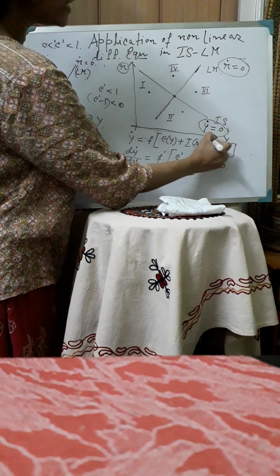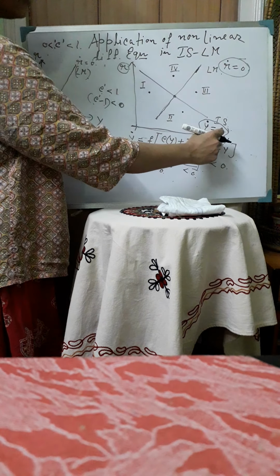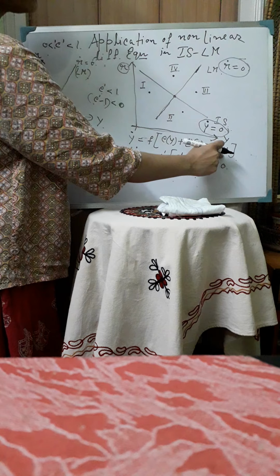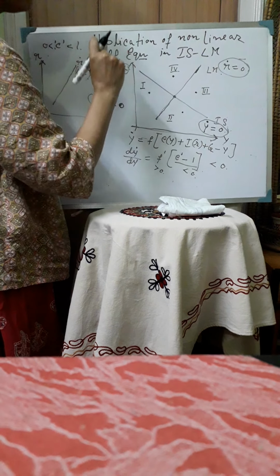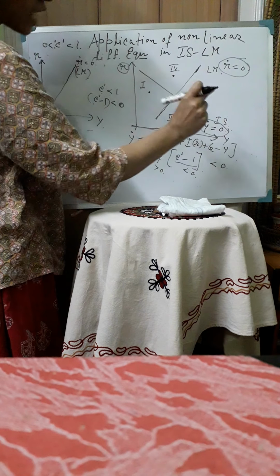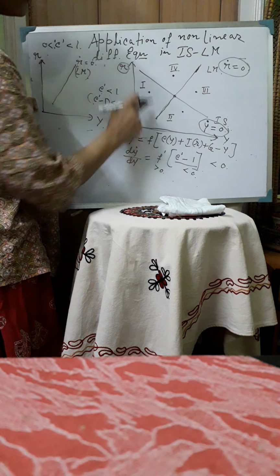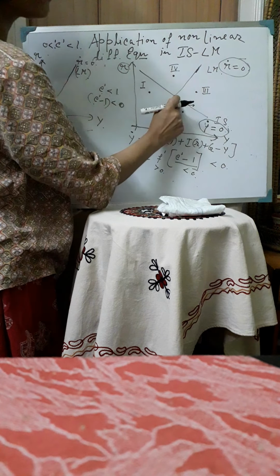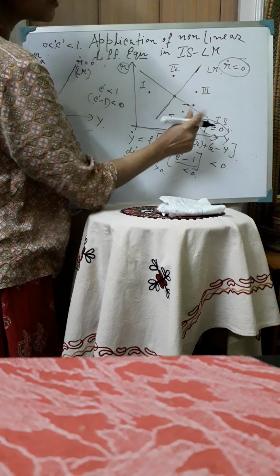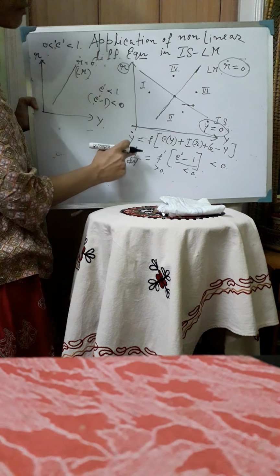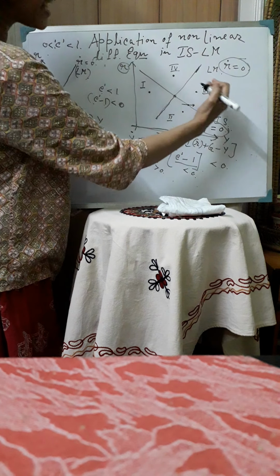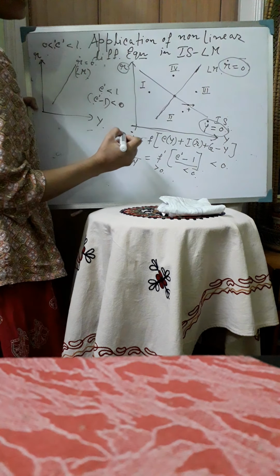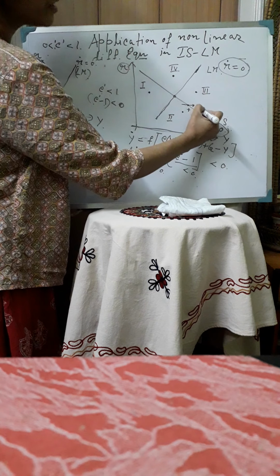Now we are measuring y along the x-axis. So if y rises, then we are going from left to right. So if we go from left to right, then as y rises, y dot falls. Now this curve represents y dot equal to 0. Suppose we are crossing this line from left to right. On this line, y dot is equal to 0. As y rises, y dot falls. So that means to the left of the IS curve, y dot is positive, and to the right of the IS curve, y dot is negative.